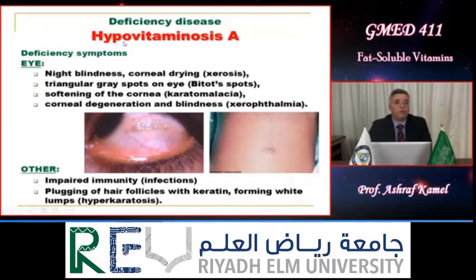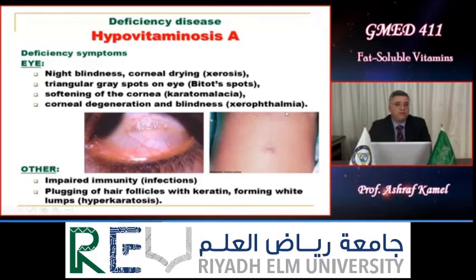Deficiency gives rise to hypovitaminosis A, with symptoms on the eye, giving rise to night blindness, corneal drying, which is called xerosis, and triangular gray spots on the eye. These spots are called Bitot's spots, in the sclera, or the white of the eye. Softening of the cornea, called keratomalacia, corneal degeneration, and blindness. This is called xerophthalmia.